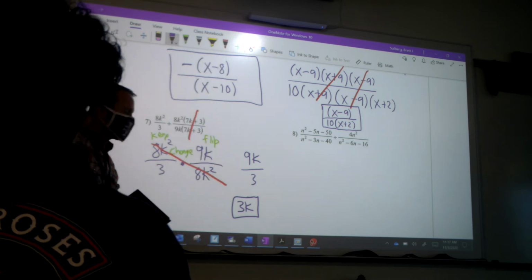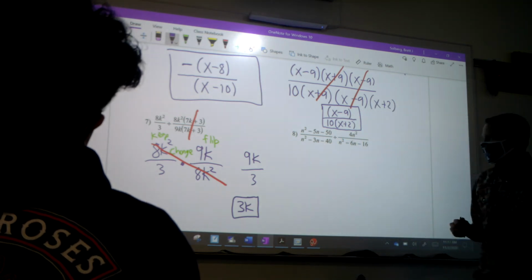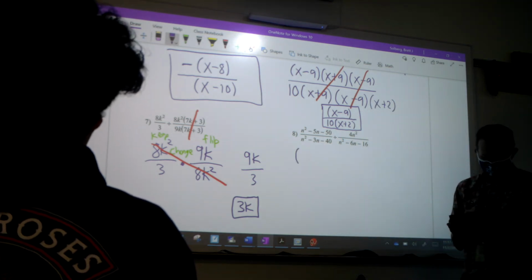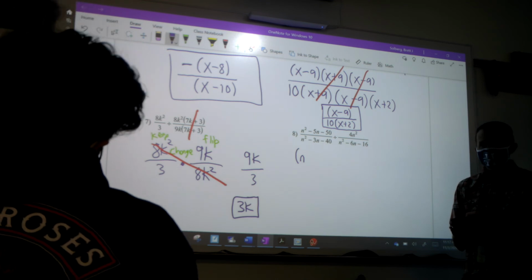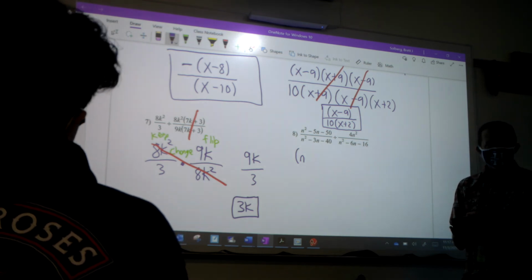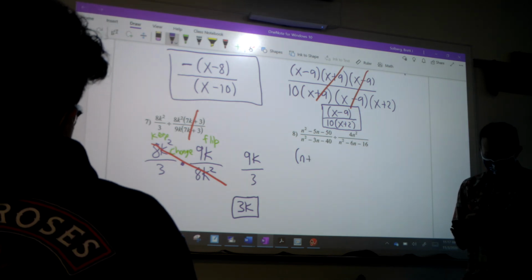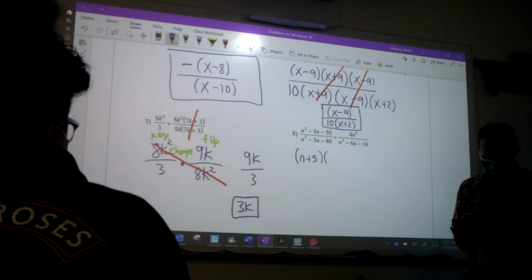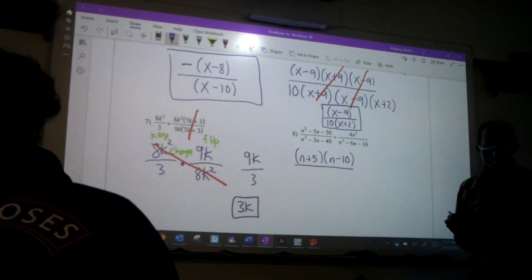Alright, so first two rows, I'm looking for two numbers that multiply to negative 50 and add to negative 5. What did you say they were? A positive 5 and negative 10. Thanks, Isaac. That's the first one.